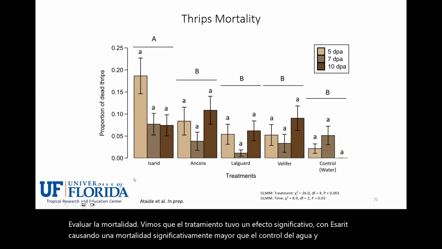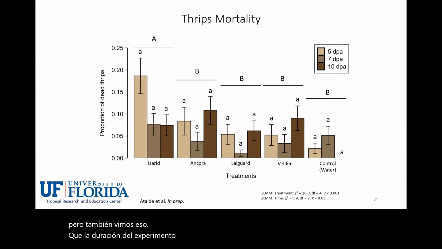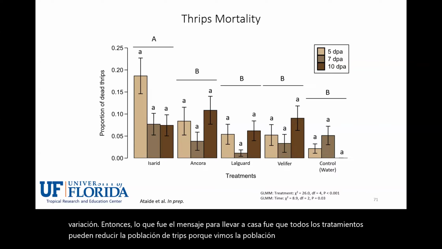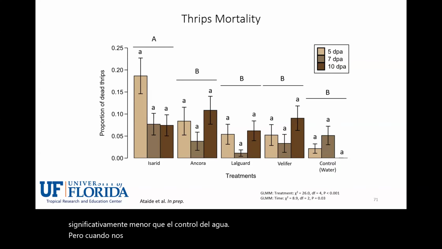But we also saw that the duration of the experiment, of our sampling, did not really show a lot of variation. So the take-home message was that all the treatments can actually reduce the thrips population, because we saw the thrips population being significantly lower than the water control. But when we dived into actual thrips mortality, we saw that this formulation of Isaria fungus was very efficacious.